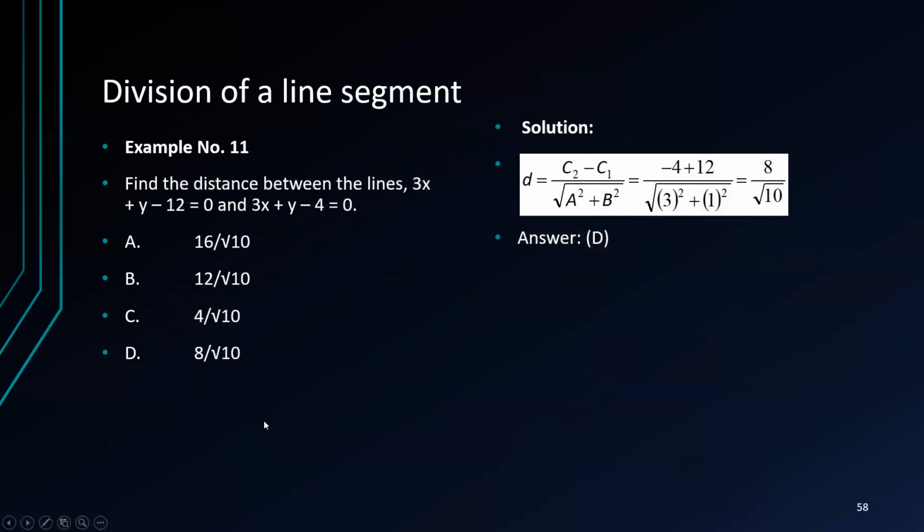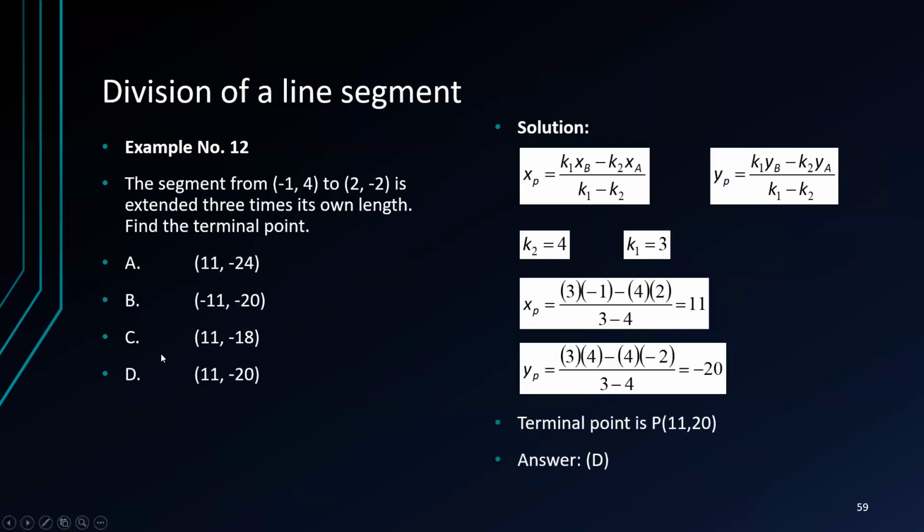Number 11. Find the distance between the lines 3x plus y minus 12 is equal to 0 and 3x plus y minus 4. Solution: the formula is d is equal to C2 minus C1, kasi yung para sa coefficient ng A, 3, 3, 1, 1. Ito lang na bago. So C2 minus C1 over the square root of A squared plus B squared is negative 4 minus negative 12, is plus 12 na. So the square root of 3 squared plus 1 squared is 8 over the square root of 10. Letter D.